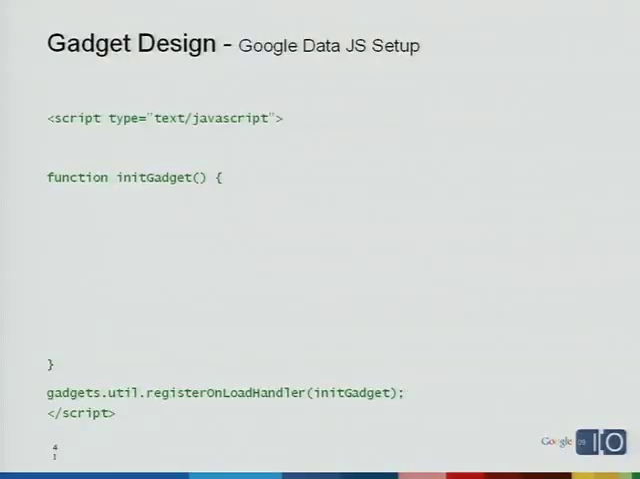So we have the same sort of setup code we had in the OpenSocial world. We have the unregistered handler for when the gadget first loads. We're calling some kind of an init function. But now we have a little more setup to do.